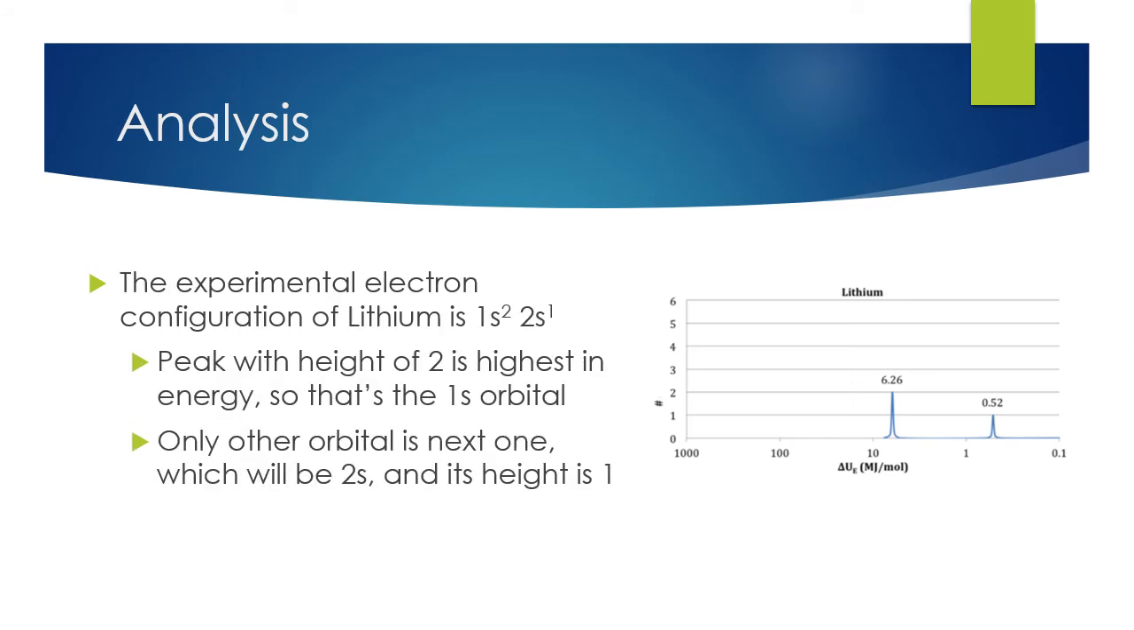So, based on the graph here, and also based on trends that we know, the experimental electron configuration of lithium is 1s2, 2s1. The peak of the first one was 2, and we figured out that it had the highest energy and must be the 1s orbital, so it's 1s2. Also, an s orbital that's full would have a height of 2. The other orbital that is next to it only has a height of 1, so there's only 1 in it, and that must be the 2s orbital because that's the next one that comes after 1s.